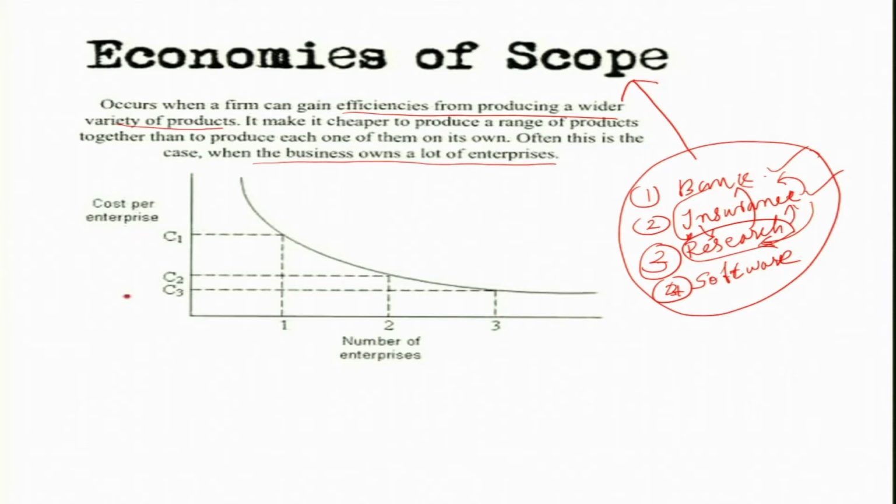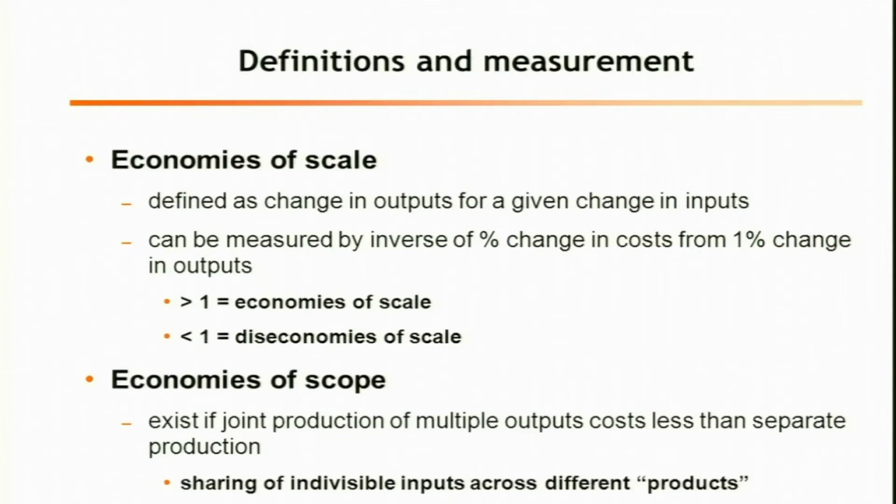So this is called economies of scope, and what we are going to see is that because of economies of scope, it often leads to conflict of interest that is going to affect the working of the financial system. Economies of scale, which I forgot to mention, is defined as a change in output for a given change in inputs. When they keep increasing the quantity, obviously their cost of production will decline.